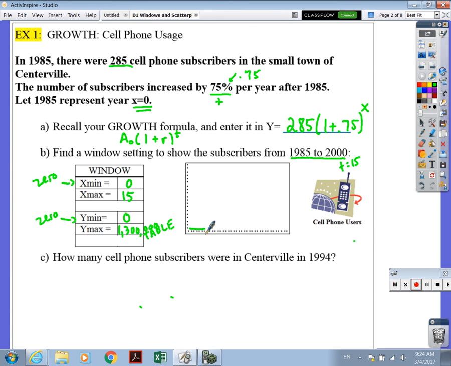Now, here's what I would do. I would always label what you see. This is my 15 years. So I have years on one axis, and I'm trying to write in my subscribers here, not very well. So this is my subscribers on the vertical. And it starts down here at 285, goes up to 1.3 million.